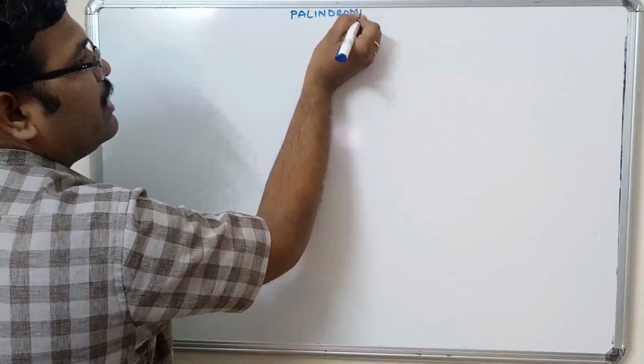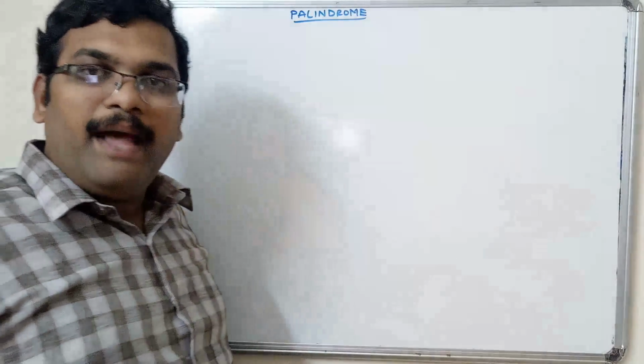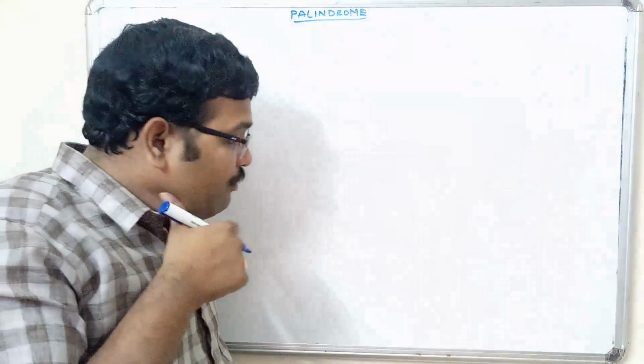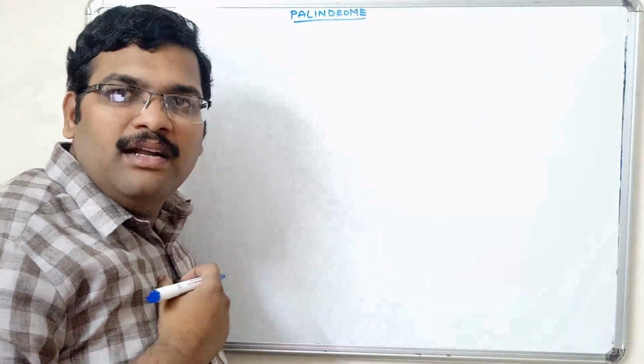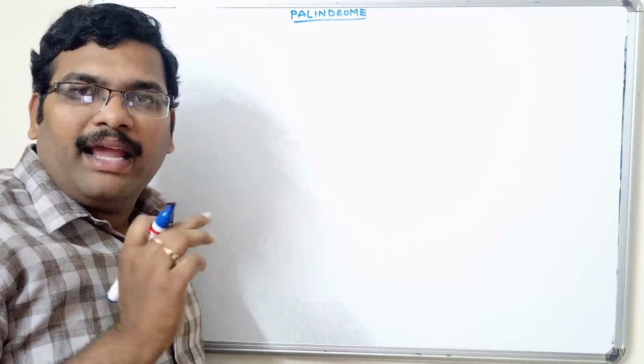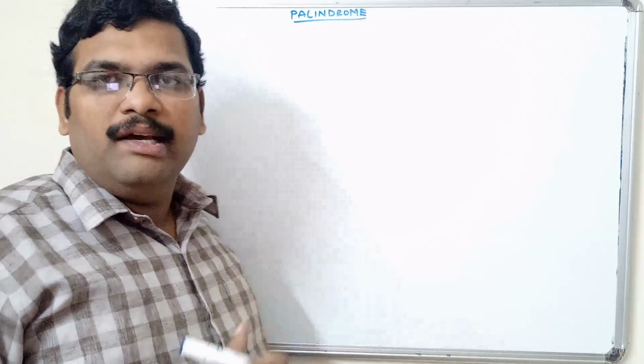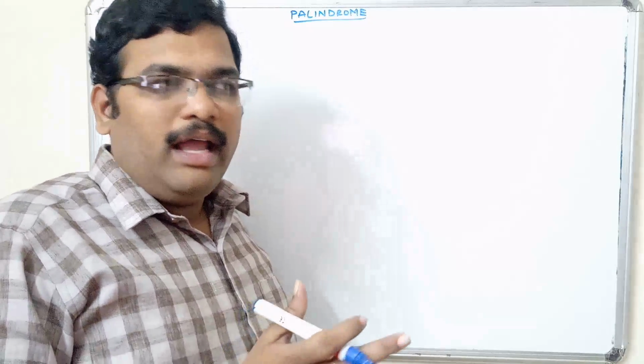Now let us look at a string palindrome. A string is a character array. If you want to implement strings, we need to declare a character array, and based upon that character array, we have to store the characters. A collection of all the characters, we call it a string, right?